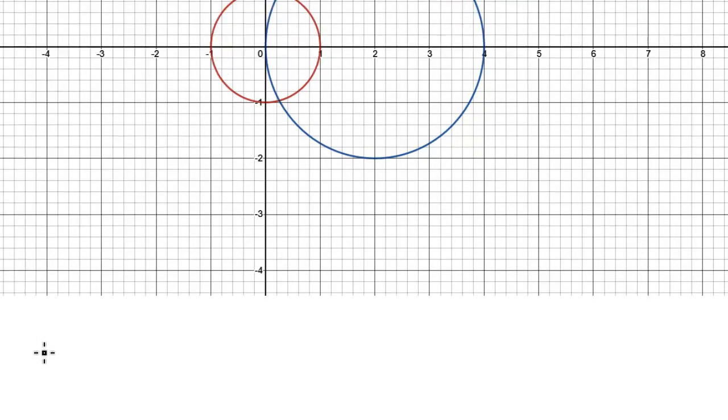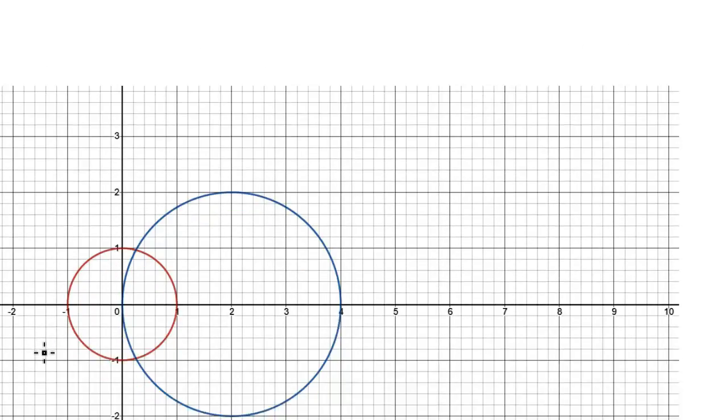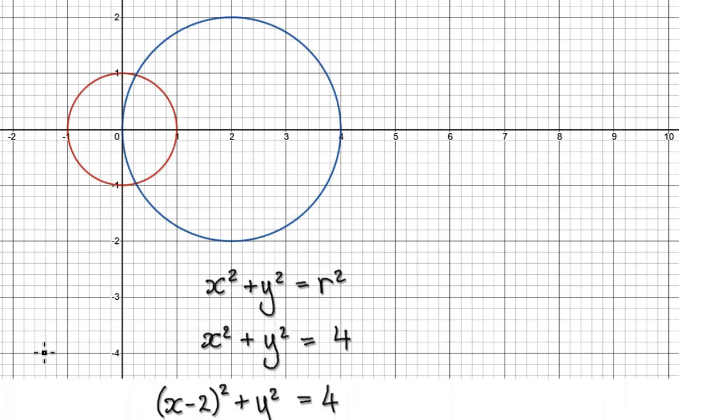Okay, so to do this, we need to come up with the equation for the blue circle in polar form. Well, the red circle is easy. It's just r equals 1. That will then draw us this circle. But for the blue circle, we need to convert it from Cartesian form into polar form.